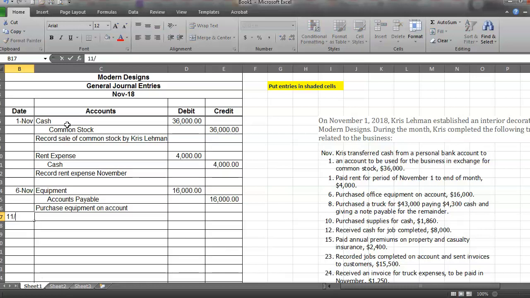November the 10th, we have a transaction. We purchased supplies for cash. Now, remember, the purchase of supplies in this case is an asset to us. It's an asset until it is used. So we need to record our supplies asset for $1,860, and we pay for that with cash.